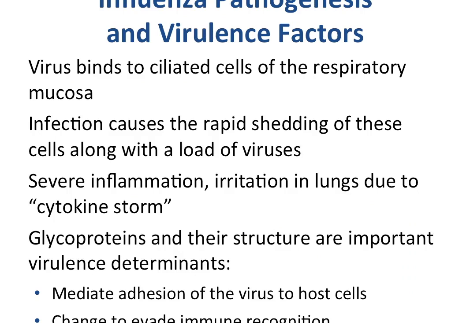So the virus can bind to the epithelial cells in the respiratory mucosa. It can cause rapid shedding of the cells, and cause severe inflammation and irritation in the lungs due to the cytokine storm. So the glycoprotein and their structure are the most important determinants of the virus invasion and the disease.